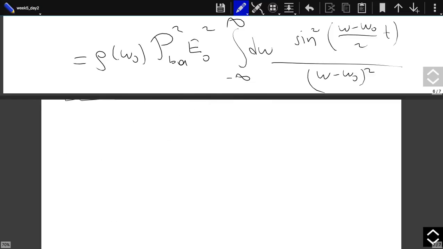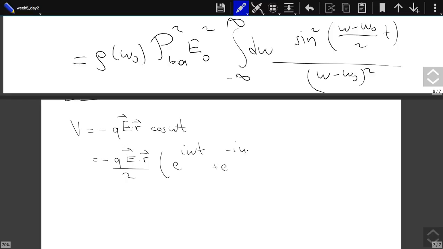We will not be dealing with quantum electrodynamics, at least not much, but just to give you an idea, remember how we wrote the electric field? We had said that the potential that we included in our Hamiltonian was minus q E0 dot R times cosine omega t. This is equal to minus q E dot R, cosine omega t, which was over 2, e to the power i omega t plus e to the power minus i omega t.